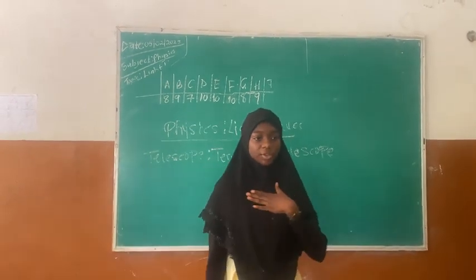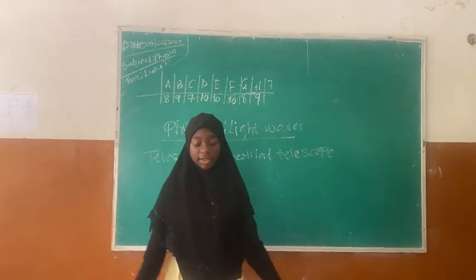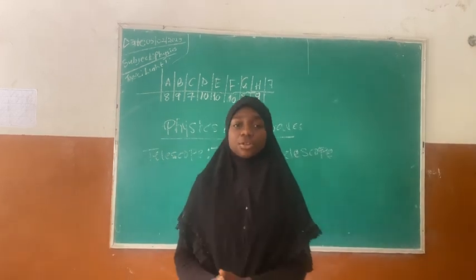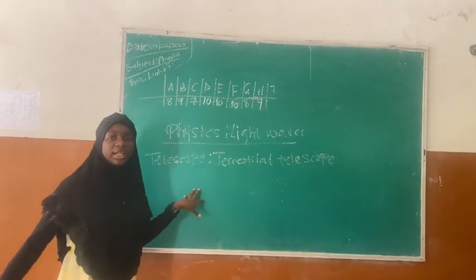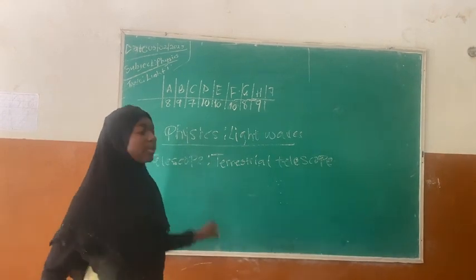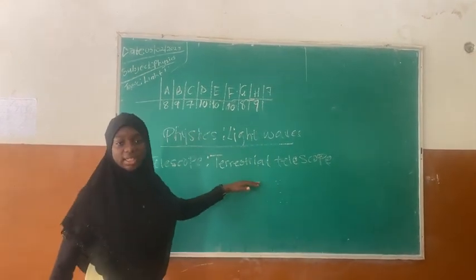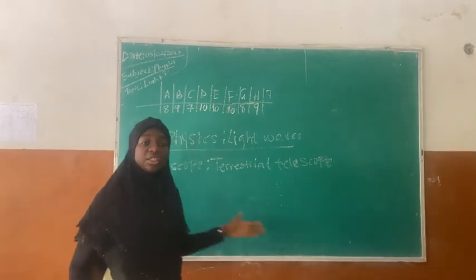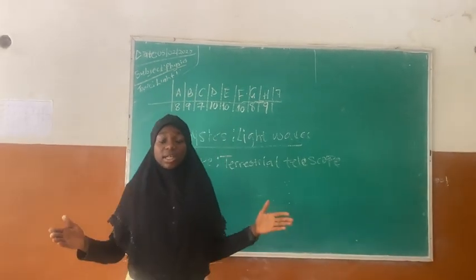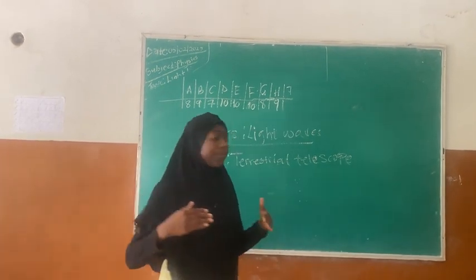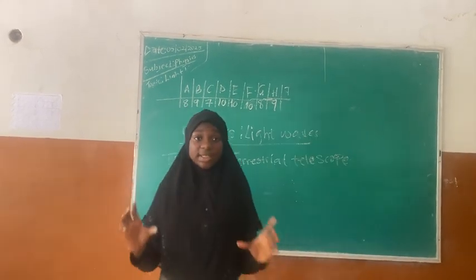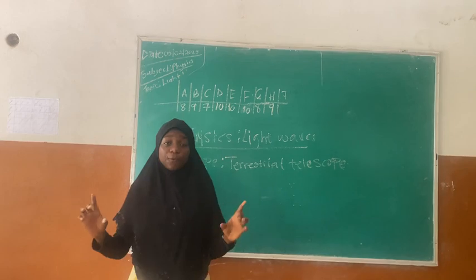I am Miss Lokoja Kogi, a student from Al-azhar International College, and I am presenting to you this wonderful topic, telescope. And under the telescope, I'm going to be explaining a unique telescope, that is the terrestrial telescope. From previous presentations, we are all familiar with what a telescope is. For recap, a telescope is an optical instrument that is used to view far objects.